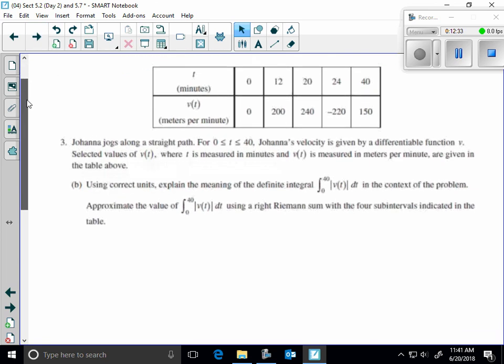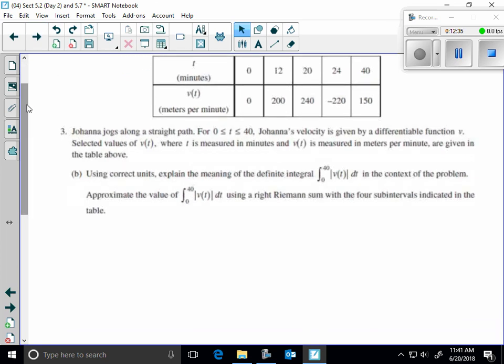Johanna jogs along a straight path. It looks like, I would hope that's 40 minutes, right? Her velocity is given by a differentiable function v in the table above, where t is in minutes and v of t is measured in meters per minute. Okay, using correct units, explain the meaning of this integral.